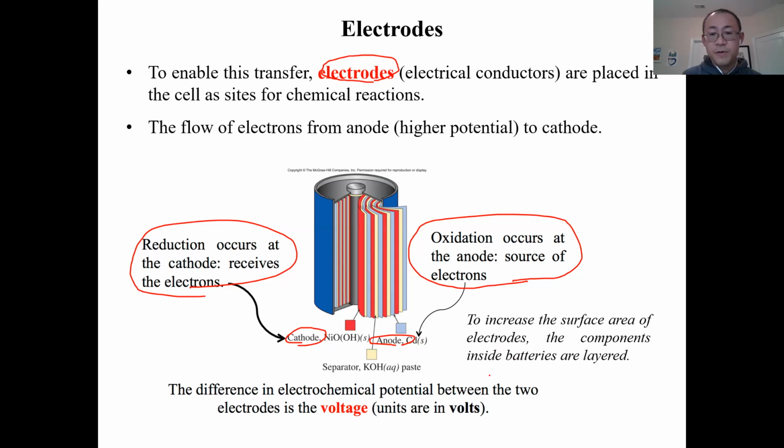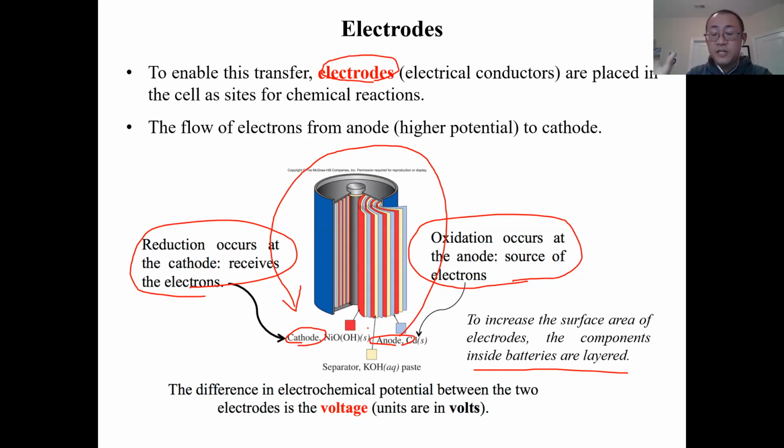And of course, this picture also shows that to increase the surface area of electrodes, the components inside the batteries are actually layered. You can see layers of anode materials and cathode materials. And electrons are transferred from the anode all the way through the external circuit to the cathode, because the anode has more electrons, a higher electron potential.